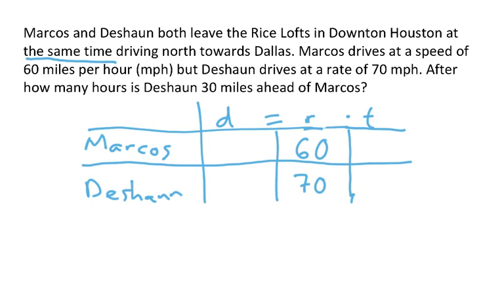We don't know what it is, but we can use the same variable, and we might as well just use t for time. Now, if you can fill out two columns of this chart, the third one can come directly from the formula. Since distance is equal to rate times time, the distance that Marcus travels would be 60 times t, and the distance that Deshawn travels would be 70 times t.